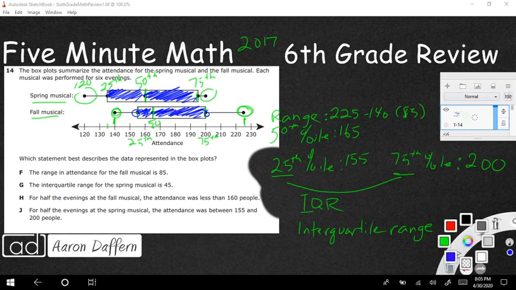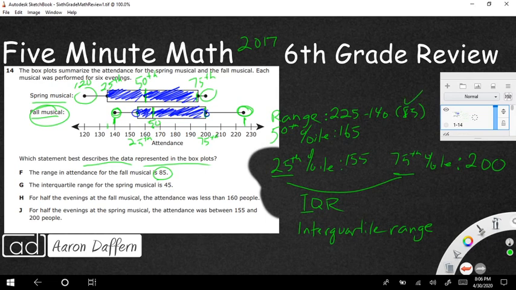So now that we have all that information, let's get to the question. Which statement best describes the data represented in the box plot? So three are going to be false, one is going to be true. The range in attendance for the fall musical, which we already calculated, is 85, which, yes, that looks like that is going to be the range from 140 to 225. So I'm thinking F is it, but let's just double check the rest.